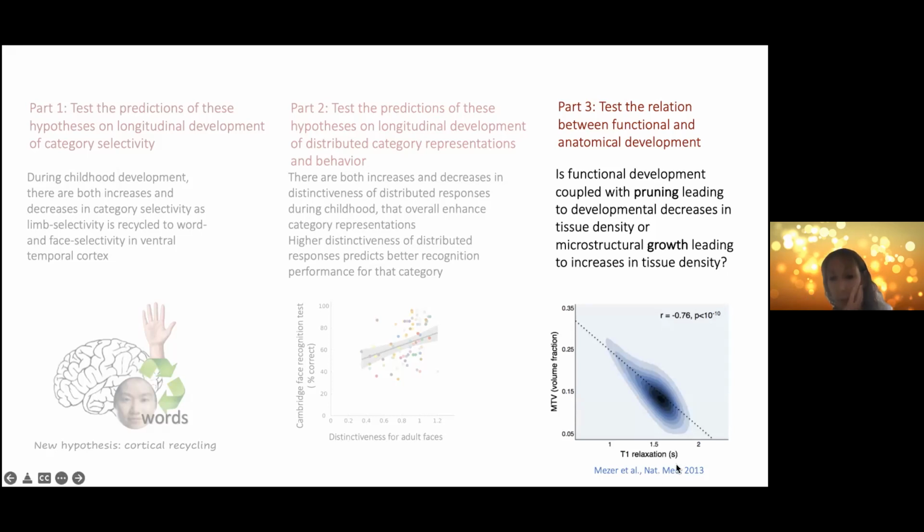In particular, with quantitative MRI, we can measure the T1 relaxation time of tissue. And as tissue becomes more dense, or the macromolecular tissue volume increases, T1 decreases. So we can track if there are developmental changes in T1 time that are associated with cortex either becoming more dense or less dense.